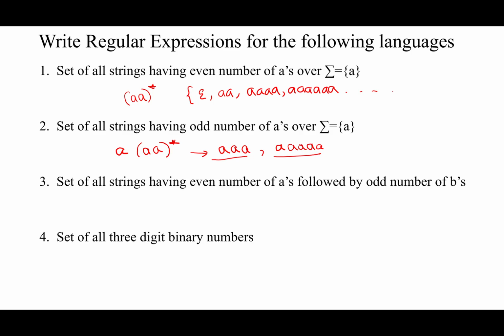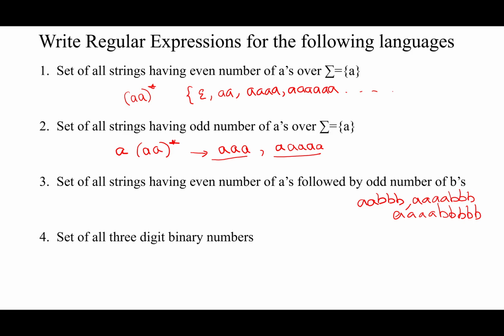The next one: set of strings having even number of A followed by odd number of B. So what will be the symbol here? A. So that is even number of A followed by odd number of B. Like B three times, or four times A then three times B, or four times A then five times B. So in this string, even number of A's followed by an odd number of B's.